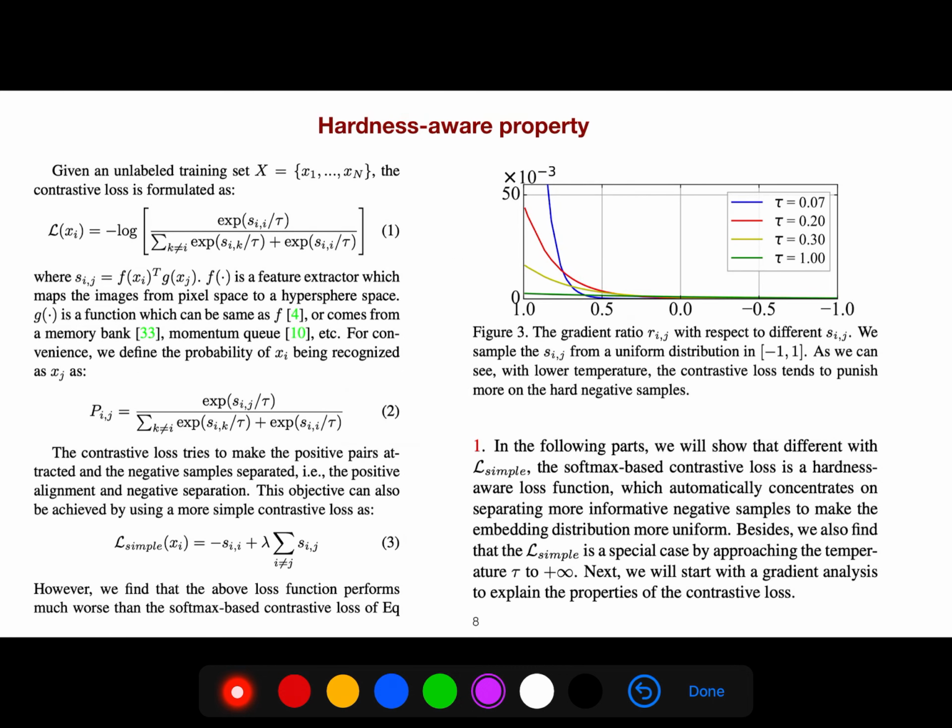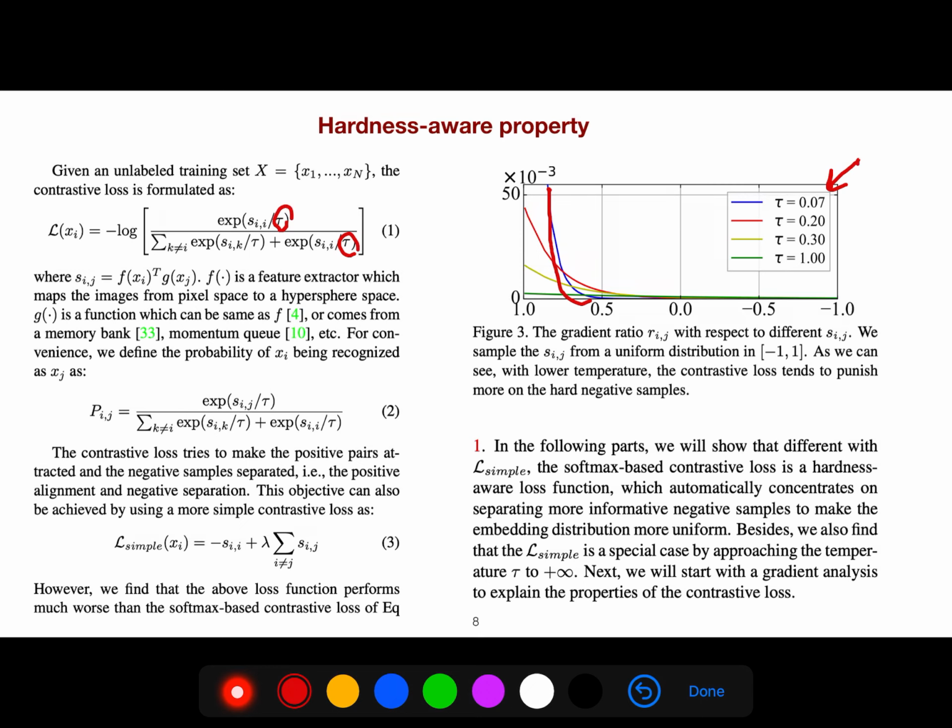So given an unlabeled training set X, the contrastive loss can be written like this, and this is the variable, the temperature, that we are going to investigate to see how it varies. For example, when the temperature is too small, you see that the gradient is too sharp, so the gradient ratio with respect to S is too sharp.